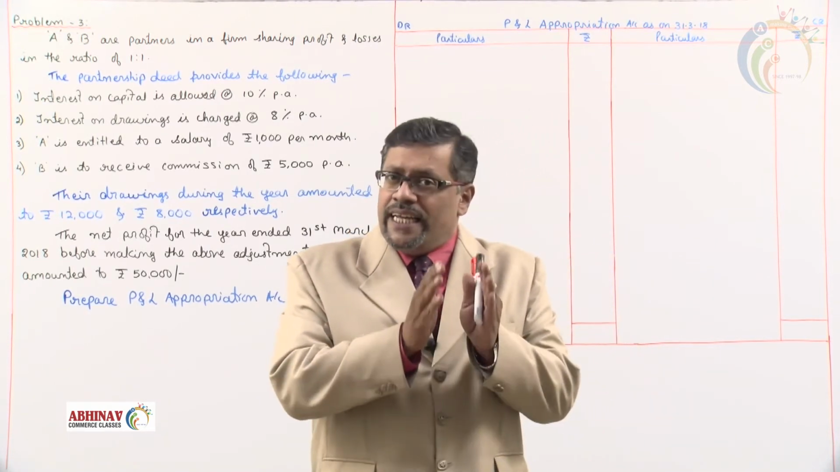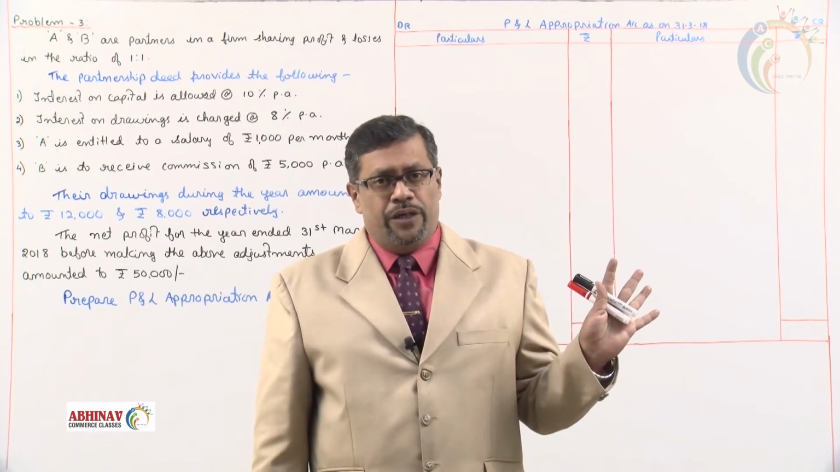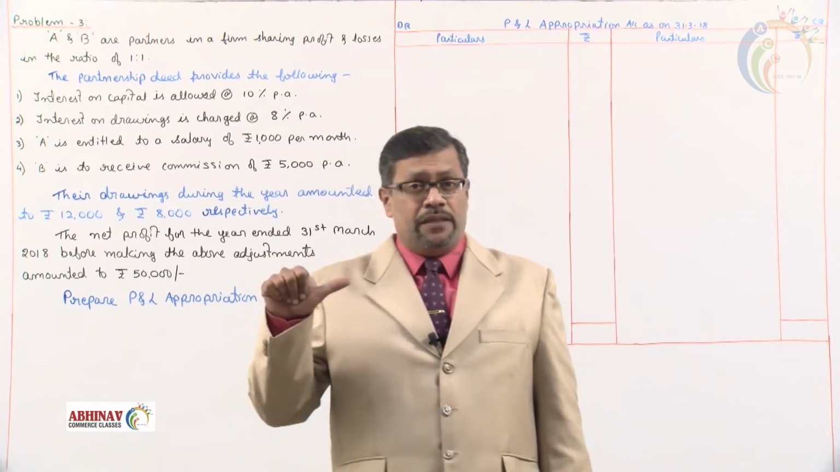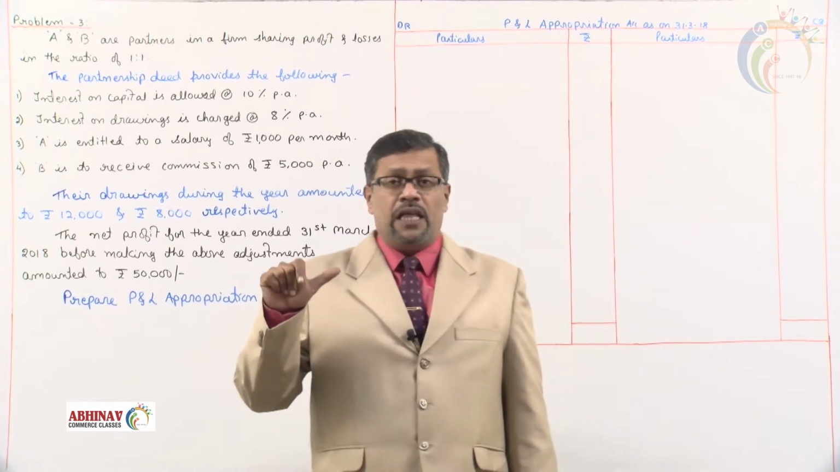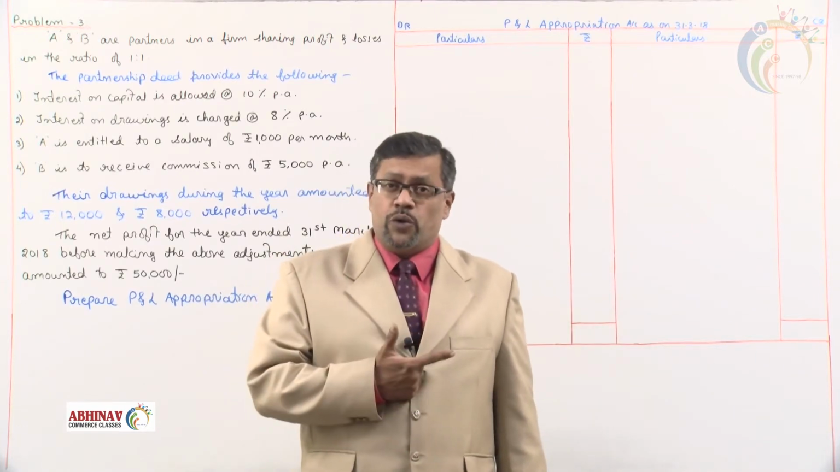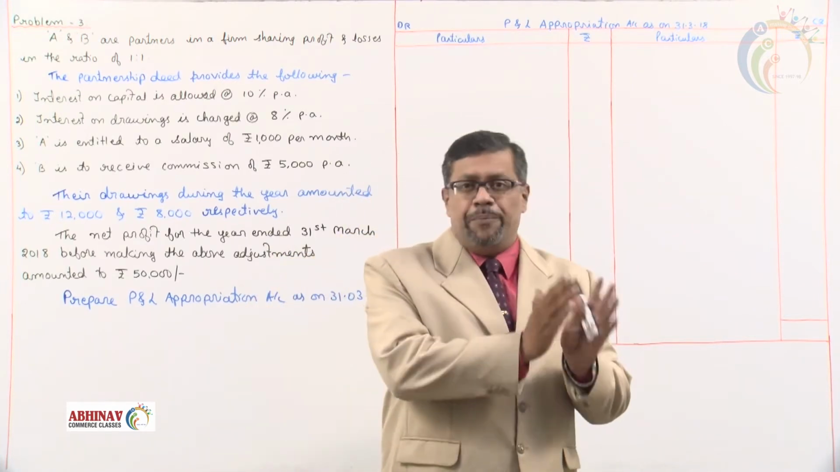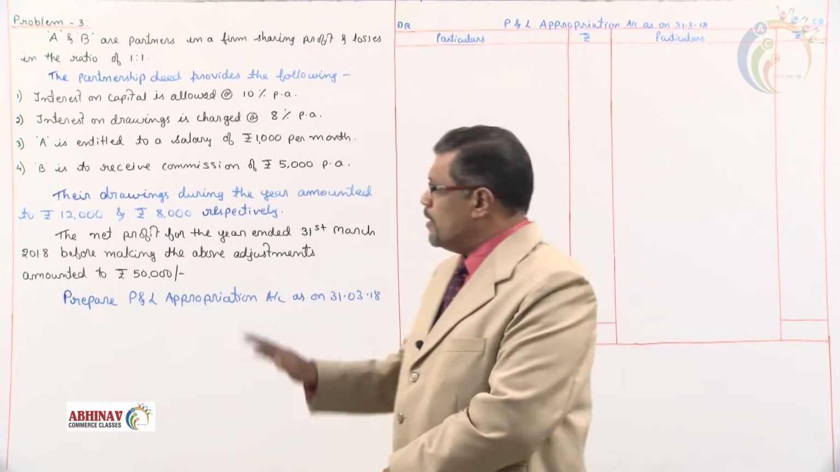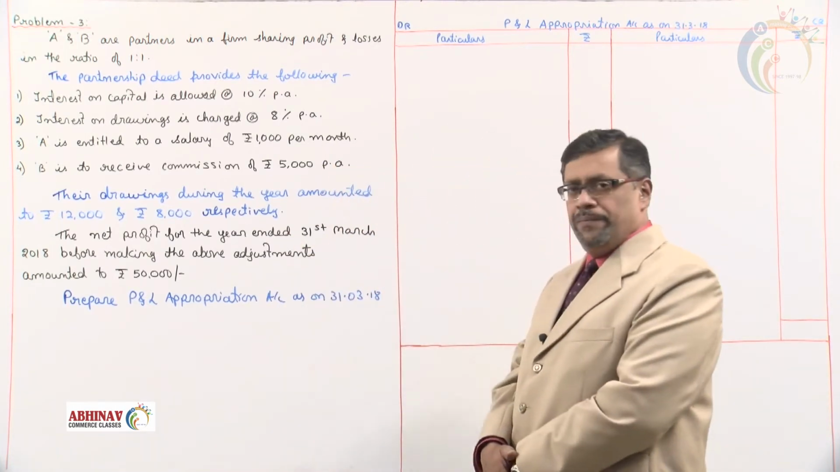Any assets, any liabilities are not to be shown here. In appropriation account, entries for capital, the amount of capital, the amount of drawings are not shown. They are shown under capital account. So let's see how to prepare this. Let us take up one full problem.